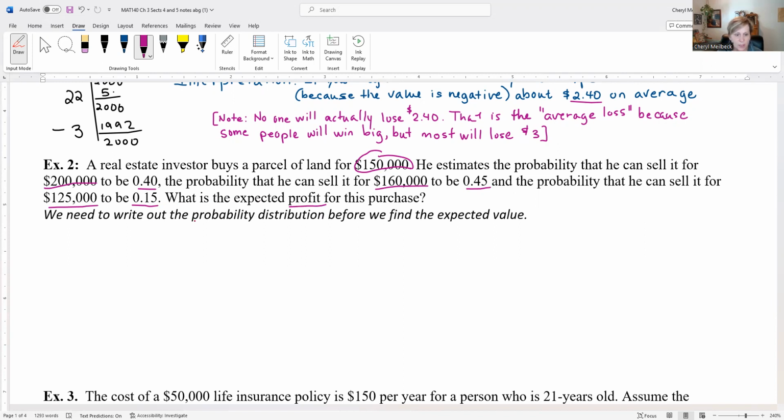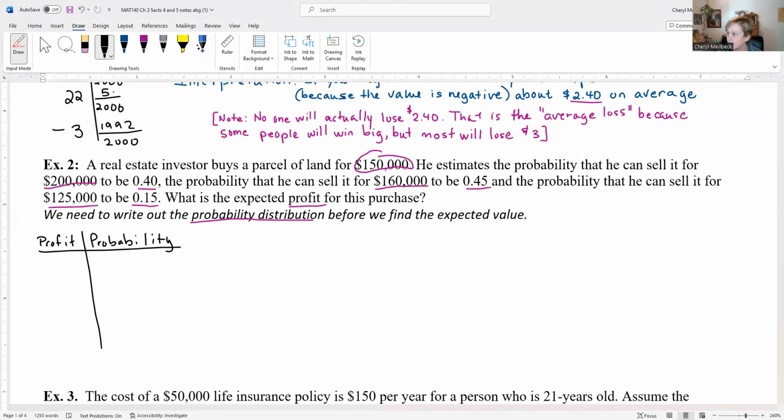First, of course, we want to make a probability distribution to be able to find expected value. So let's go over here. We want to put the profit and its corresponding probability. All right, let's have you guys pause the video and fill out the probability distribution table, and then we will look at it together.